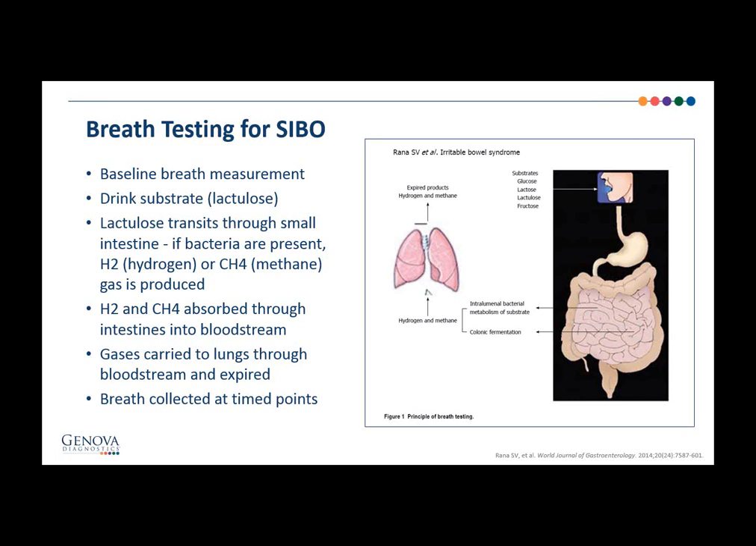This hydrogen and methane gets absorbed through the intestines into the bloodstream, and then those gases are carried back to the lungs through the bloodstream and exhaled. Then we're measuring the breath at different timed points as it transits throughout the small intestine.